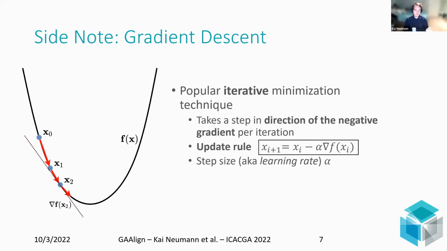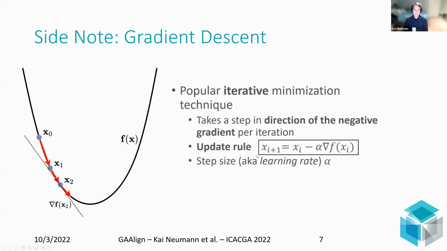It takes a step in the direction of the negative gradient at each iteration. So on the left, we can see we start at a position x0 and we want to get to the minimum of this function f(x). So in each step, we take a step into the direction of the negative gradient, which is shown here in red. And then we get to the next point, which is x1, x2, etc. And eventually we get to the minimum of this function.